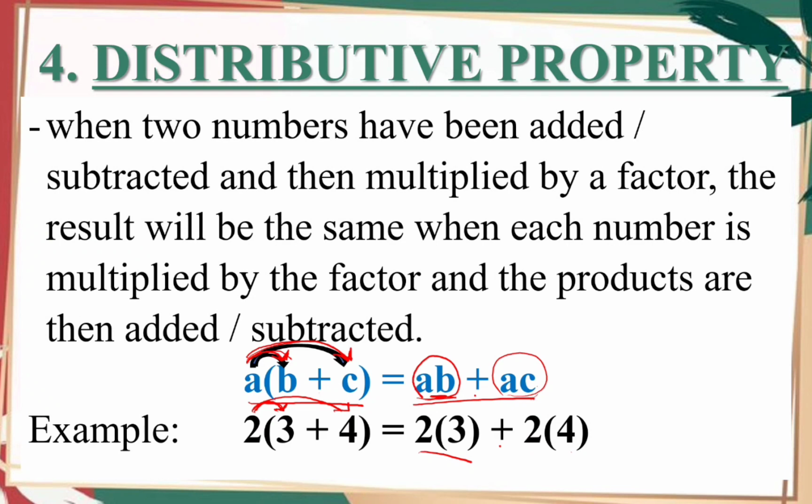So, let's try to solve. Tignan natin kung magiging pareho yung sagot. So, 2 times 3, that is 6. Plus, 2 times 4, that will give us 8. So, 6 plus 8 is 14. Is that equal to 2 times 3 plus 2 times 4? So, tignan natin. 2 times 3 is 6 plus 2 times 4 is 8. 6 plus 8 is equal to 14. So, same lang sila. So, that is distributive property.